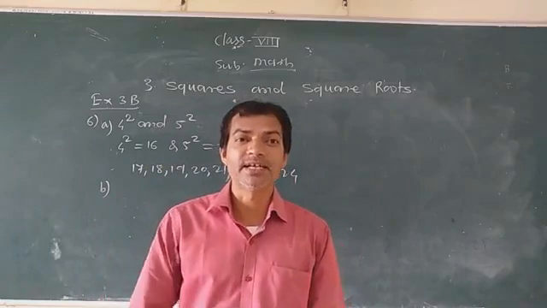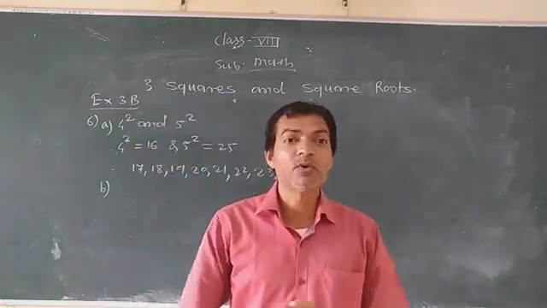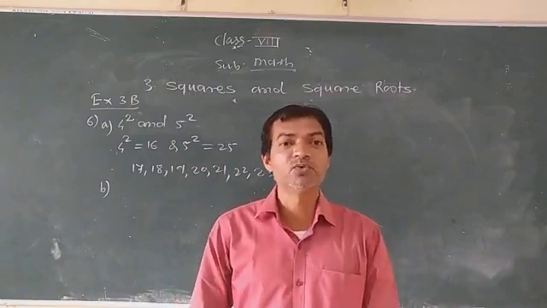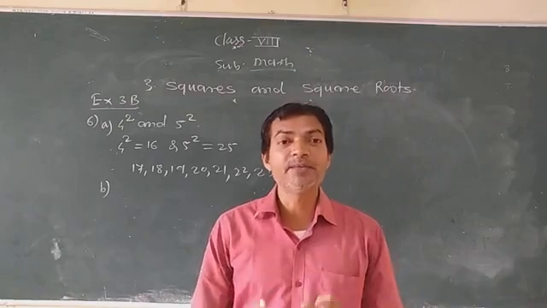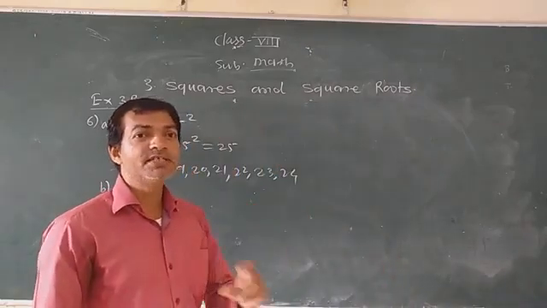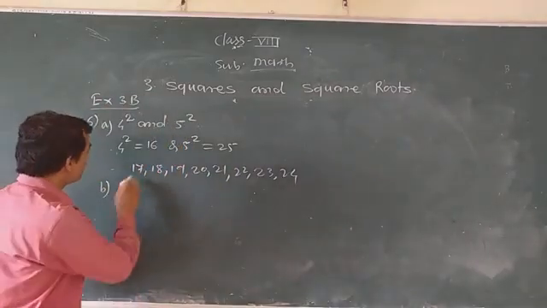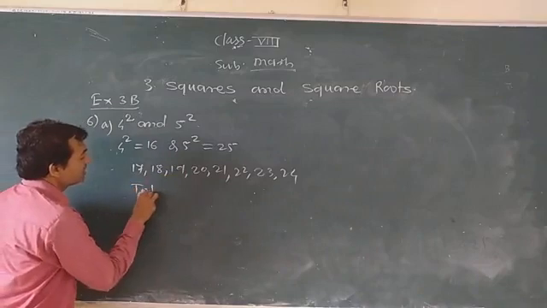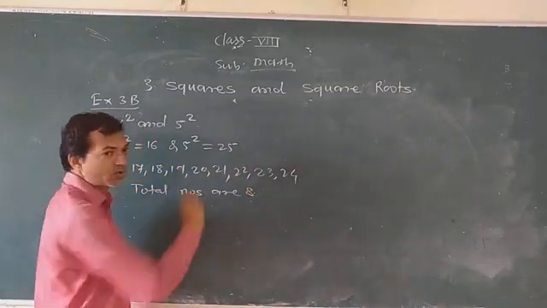Suppose in place of 4 and 5, bigger numbers are there. Then how to find the number of numbers between these two square numbers? It takes more time. So there is a method to find it within 1 second. No need to find it like this. Here the total numbers between these two numbers are 8.